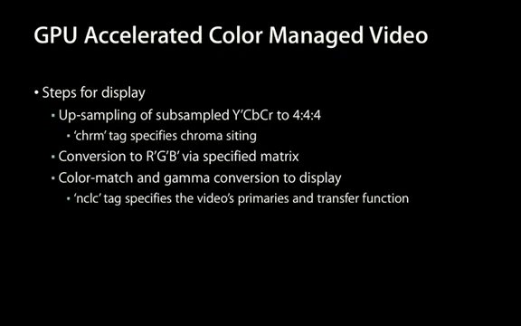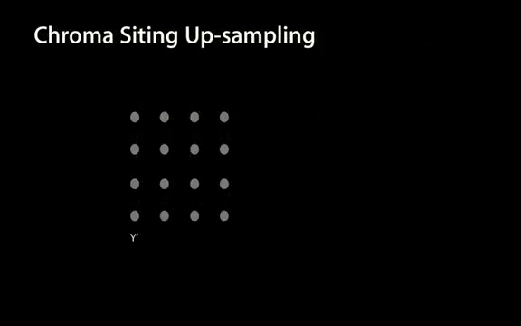So very quickly, the steps that we go through for upsampling YCbCr to 444 are basically controlled by this new tag. It's the chroma tag, or CHRM. And the NCLC supplies which matrix to apply. So here are the luma values represented in gray. These orange boxes, or pixels, correspond to the Cb and Cr chroma values. And you can see that the orange values are aligned with the leftmost column of the luma pixels. So we consider this to be left siting.